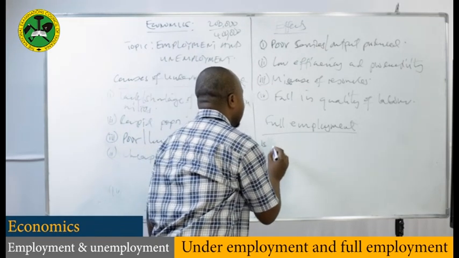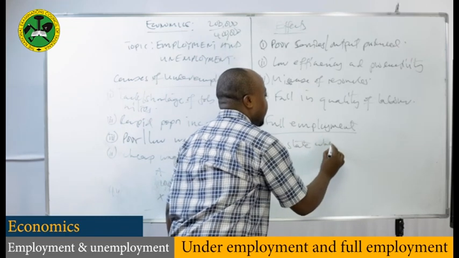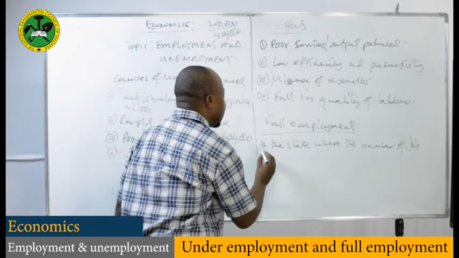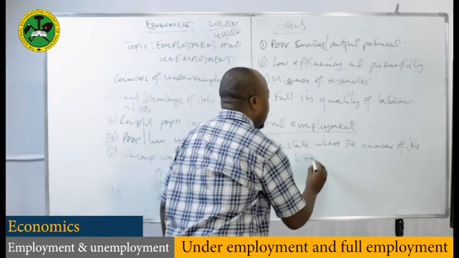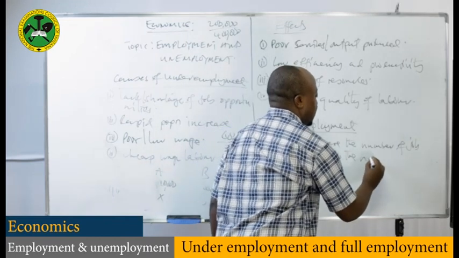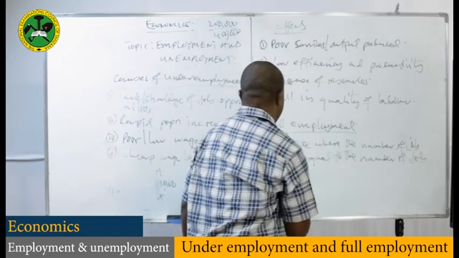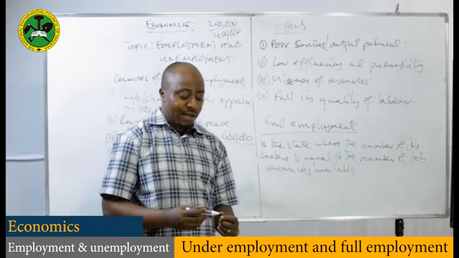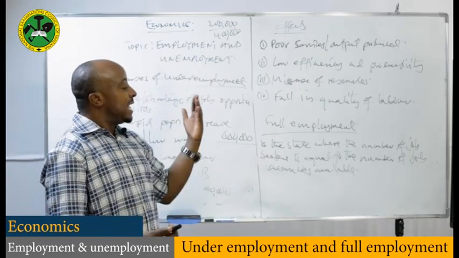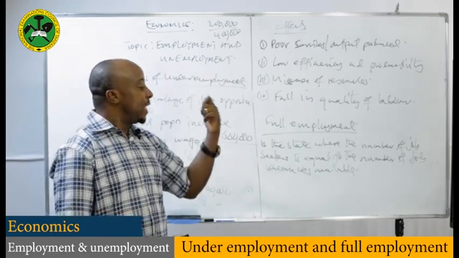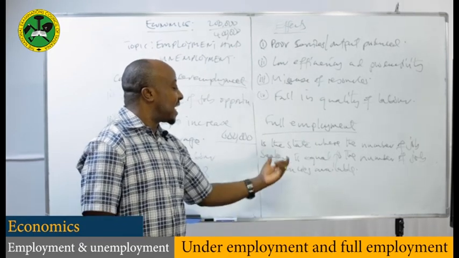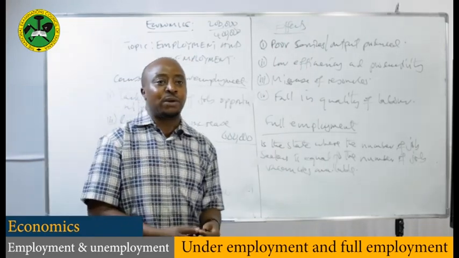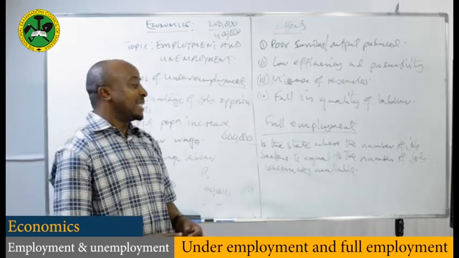Full employment is the state or situation where the number of job seekers is equal to the number of job vacancies available. That is full employment. So when we say full employment in the economy, it is that situation where the number of people who are looking for jobs is equal to the number of job vacancies available. It means if there are 10 people looking for a job, and the job vacancies there are also 10, then you say the economy is at full employment, because the number of job seekers is equal to the number of job vacancies available. This is full employment.